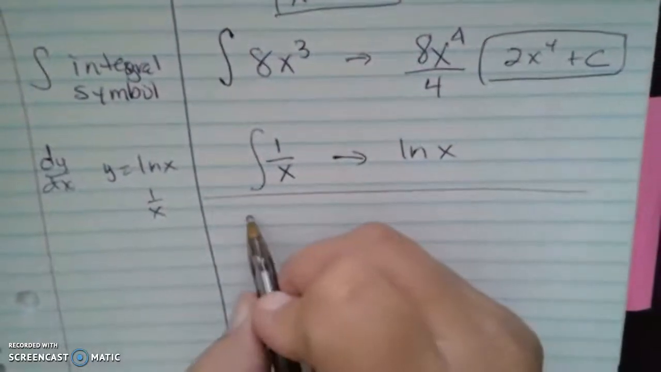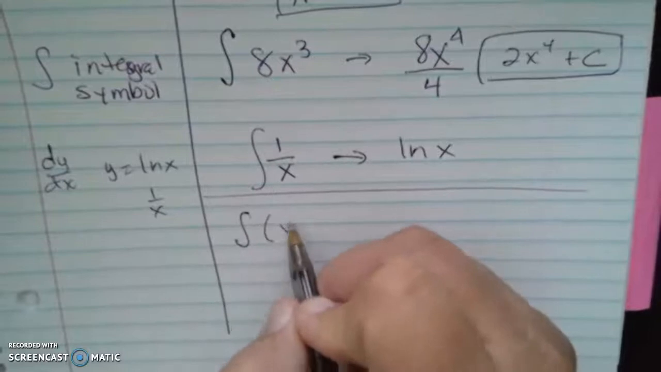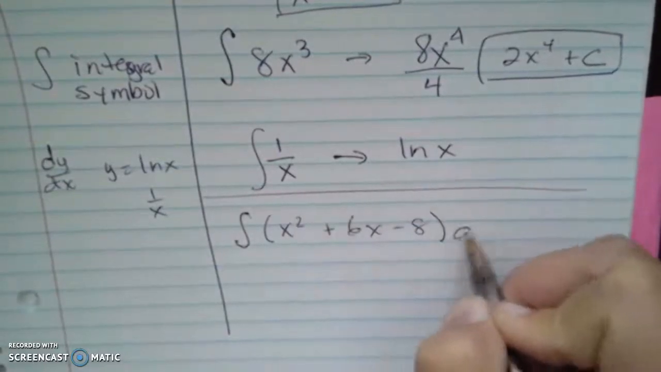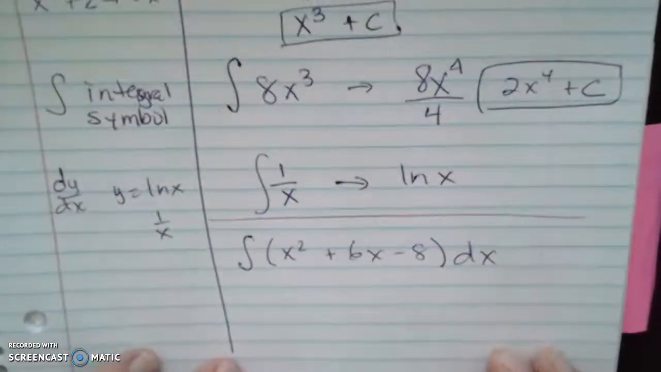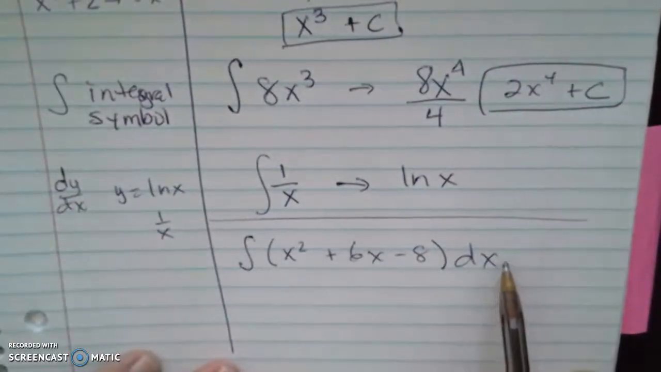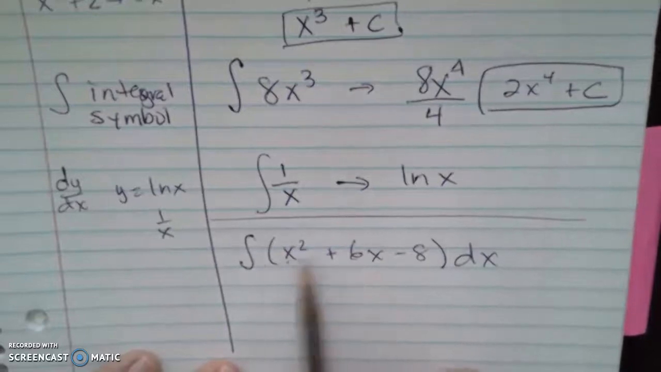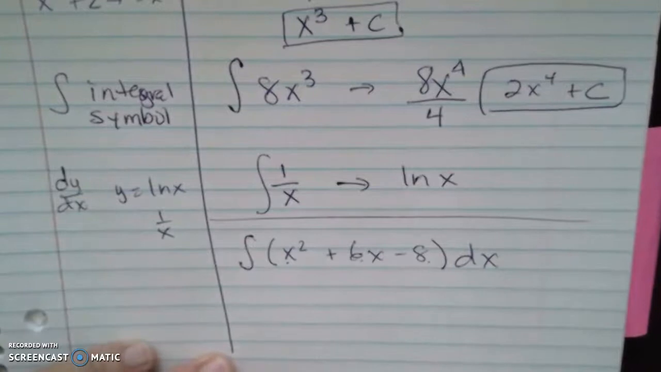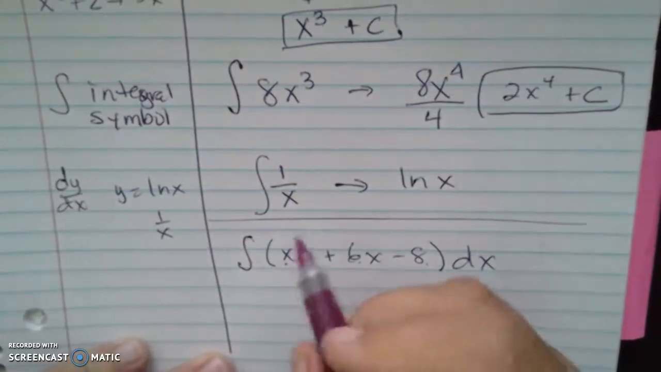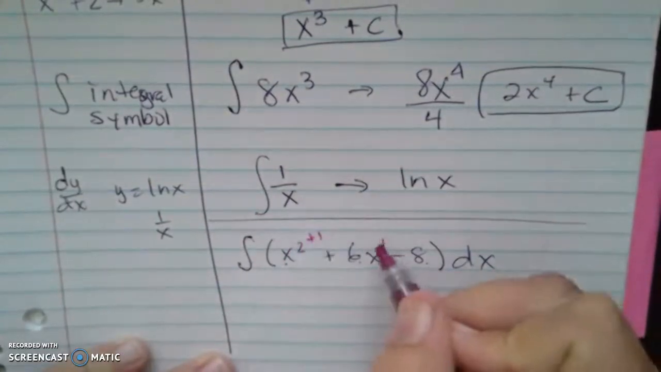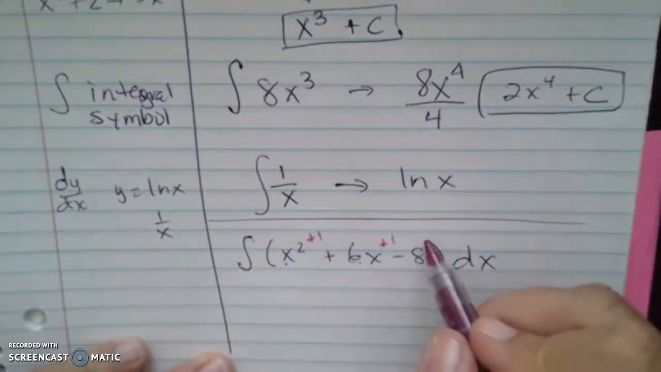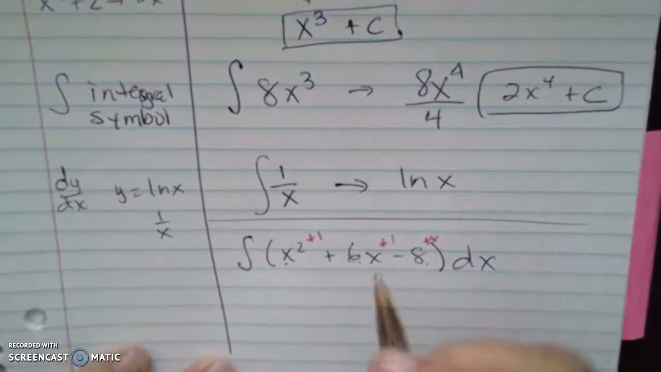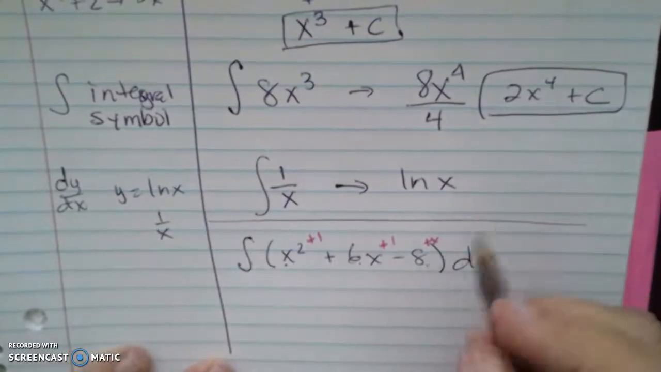What if we take the integral of x squared plus 6x minus 8, and then dx. That tells us we're taking the integral with respect to x. All right, so we're going to handle each of these terms separately. For all of them, we're going to basically add 1 to all the exponents. Here we have to add the x, because it's x to the 0, right?